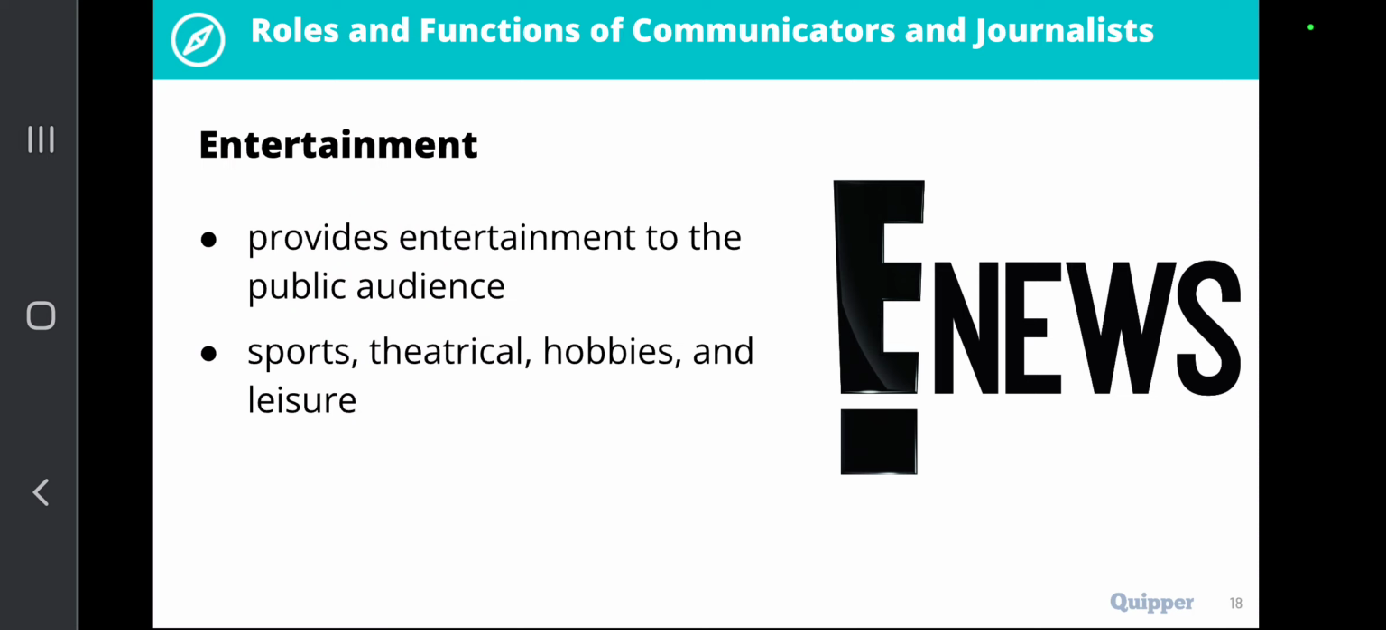Now, another role and function of communicators and journalists is to provide entertainment. Providing entertainment to the public audience, be it sports, theatrical, hobbies, and leisure. So it depends on you what entertainment you provide to your audience, depending on the interest that they show, whether sports, theatrical, hobbies, or leisure. Entertainment is a very big business in the world, because that is an escape for people. That is our way of coping with the hardships that we encounter and the triumphs that we experience. It gives relief to people.